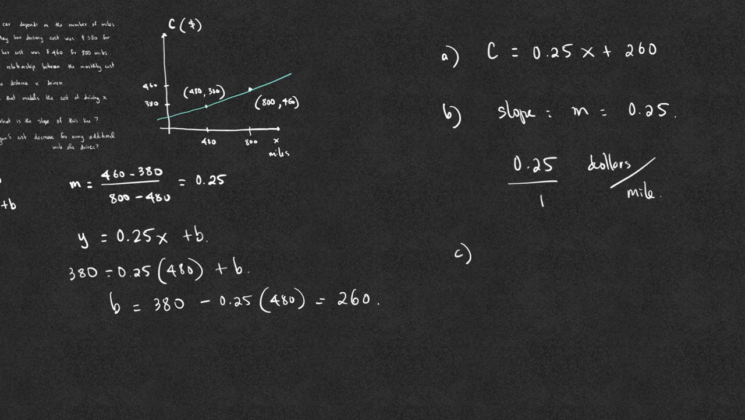Part C, at what rate does Lynn's cost decrease for every additional mile she drives? The cost would only go up in this case. Notice that the slope is positive. The cost only goes up. By how much? $0.25 per mile. So for each mile that Lynn is driving, she will spend $0.25 more. Again, $0.25 more for each additional mile.